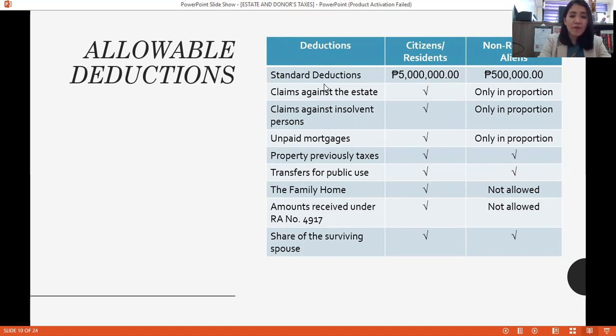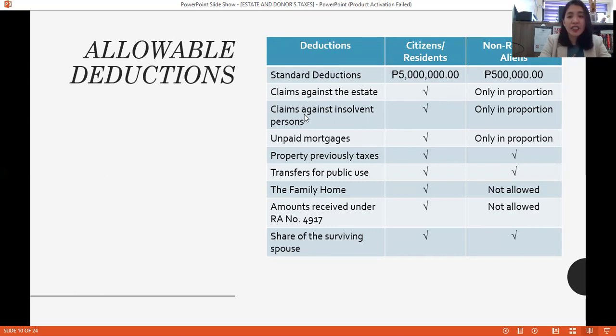Now, first item is standard deduction. So, itong standard deduction, given ito siya. Kapag ikaw ay citizen, whether you are resident or non-resident, and resident alien, so automatically meron kang 5 million standard deduction. No need for receipts, official receipts or sales invoice here. Hindi na kailangan kasi standard yan. And with respect to non-resident alien, 500,000 yung kanilang standard deduction.